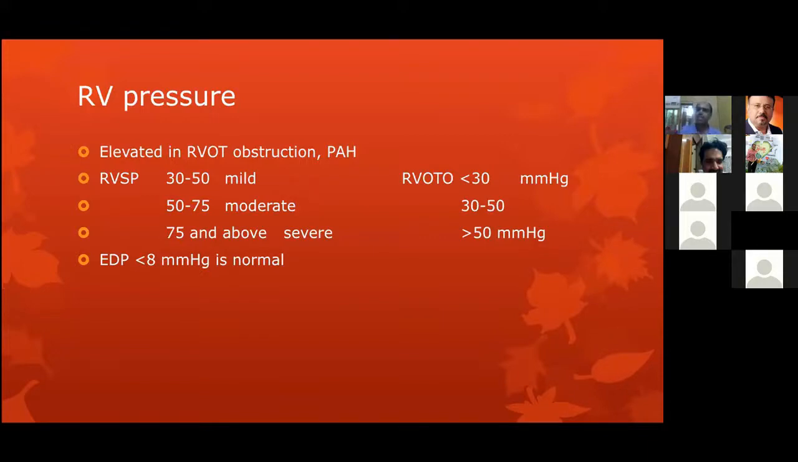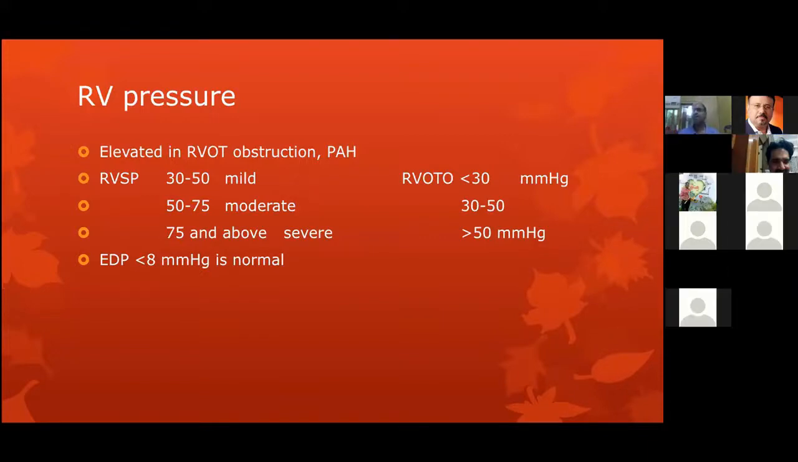So peak pressures are given more significance. Mean pressures are not very often considered at all. Is Carabello sign seen in aortic stenosis? Yes. We will come to Carabello sign when we come to aortic stenosis. Just wait for a few short.